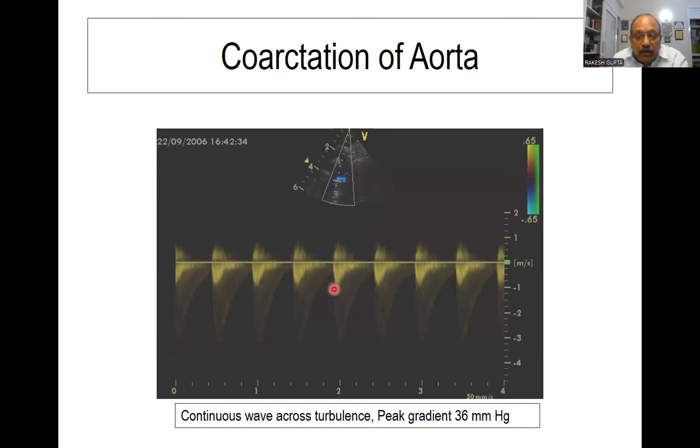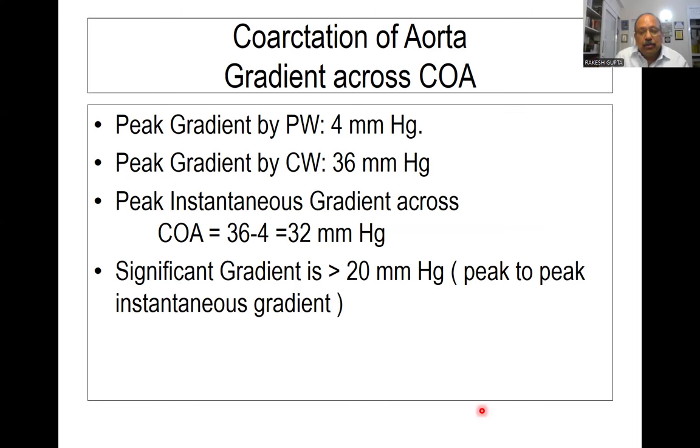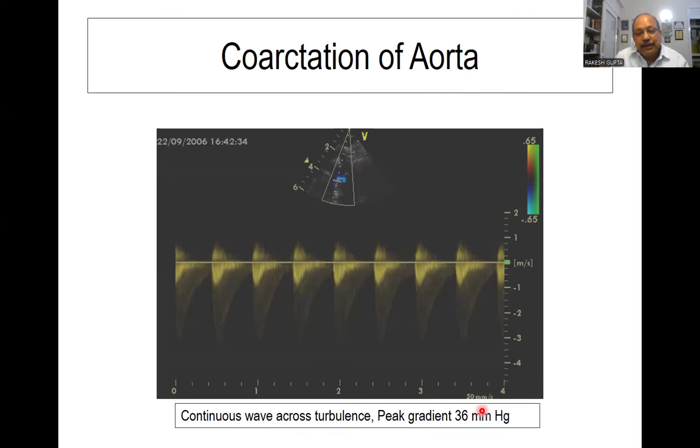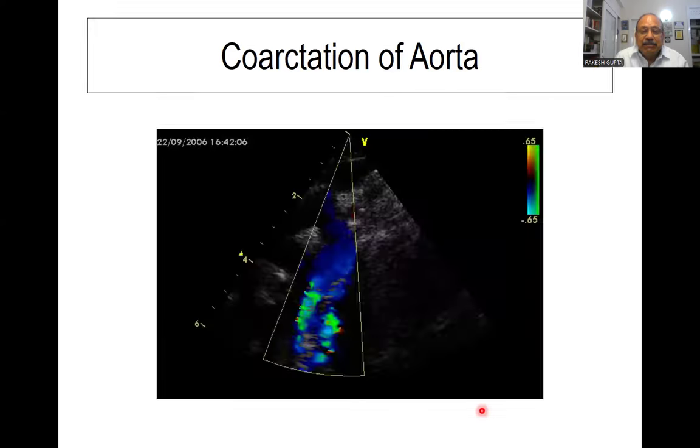One Doppler spectrum pattern seen over here corresponds to 1 meter per second flow velocity. Means this is the pre-coarctation flow velocity. And this is the flow across the coarctation. So velocity is almost 3.5, 36 millimeters of gradient. If I subtract the pre-coarctation gradient of 4 millimeters, the gradient across the coarctation is 32 millimeters. Anything more than 30 is considered abnormal. More than 20 is considered abnormal. So the identification of coarctation lies from here.